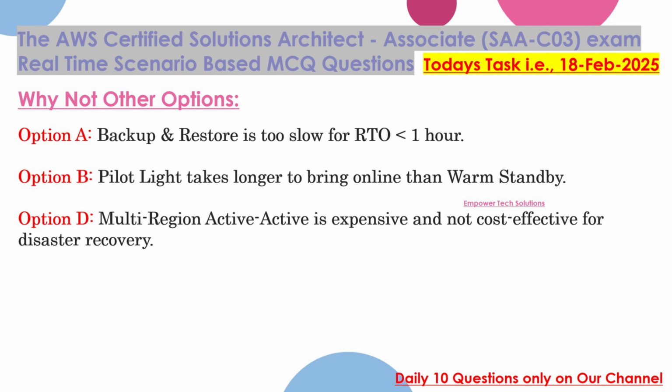Why not other options? Option A. Backup and restore is too slow for RTO less than 1 hour. Option B. Pilot light takes longer to bring online than warm standby. Option D. Multi-region active-active is expensive and not cost-effective for disaster recovery.